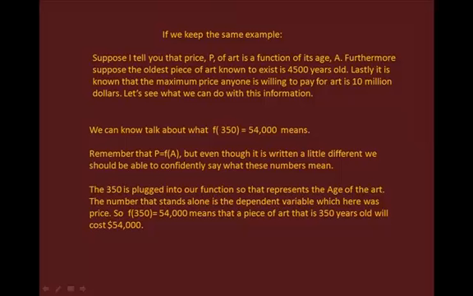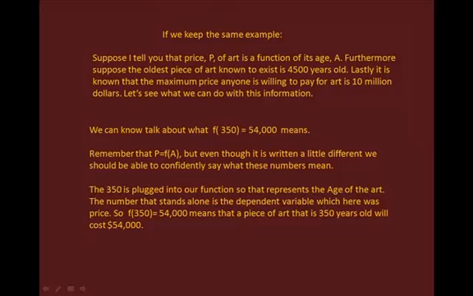And we know that the number that gets spit out on the other side, or the dependent variable, is our price. So in this situation, we are saying that a piece of art that is 350 years old will sell or will cost $54,000.